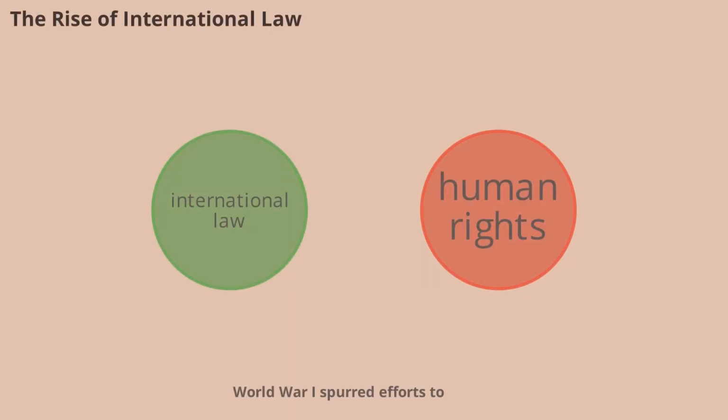World War I spurred efforts to create new rules for international relations. The idea of holding leaders accountable for war crimes and protecting human rights gained traction. While progress was slow, the seeds of modern international law were planted in the aftermath of the Great War.